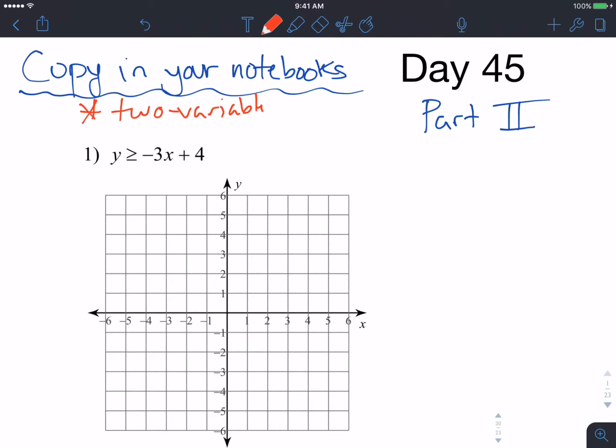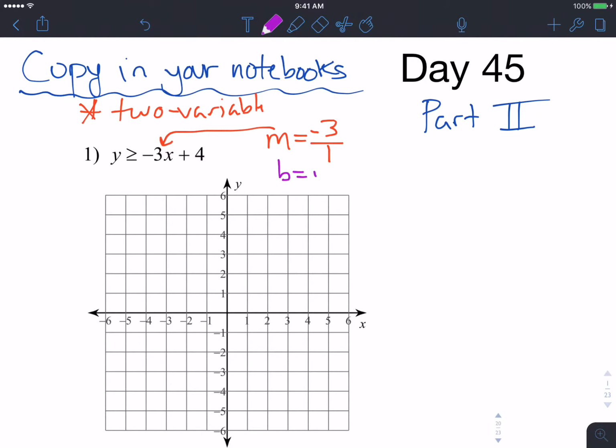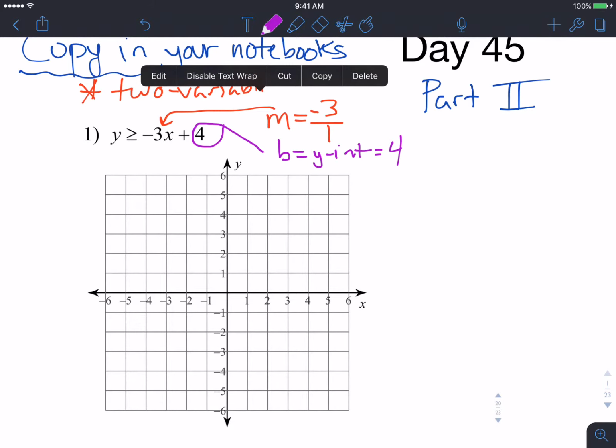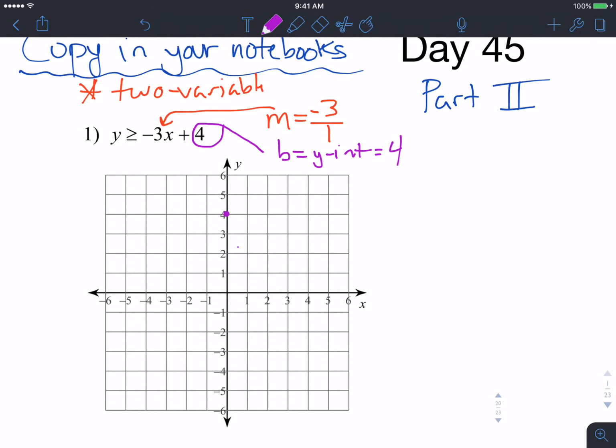So the first thing that we're always going to do, what's our slope? And our slope is always paired up with the x. So our slope is -3, and I'm going to put it over 1. And the other important part is the b, which is your y-intercept. That is 4. So I'm actually going to make the very first point on this, and I'm going to put a point at where the y-intercept is 4.